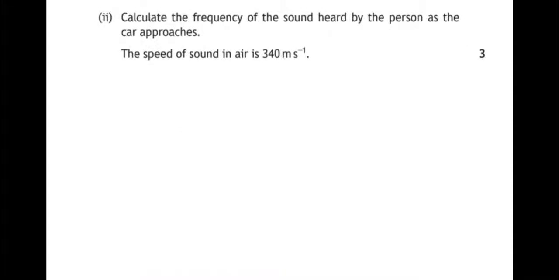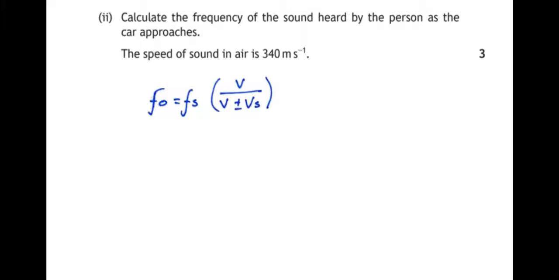Part B, or part A2 rather. Calculate the frequency of the sound heard by the person as the car approaches. The speed of sound in air is 340 meters per second. So, this is a Doppler effect question. FO equals Fs V divided by V plus or minus Vs.